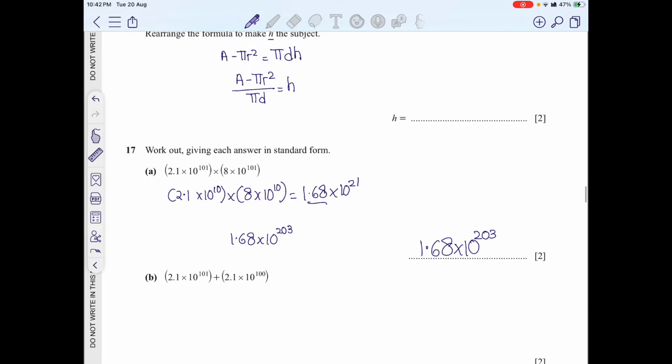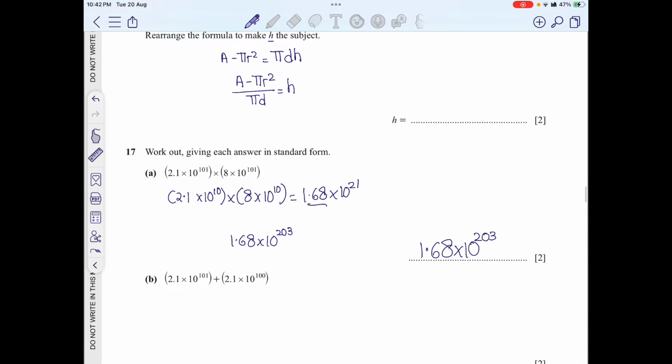So now I hope this question is clear. Please take a look through this working. I've forgotten to write in the answer for the previous question. Yep. Now let's move on.